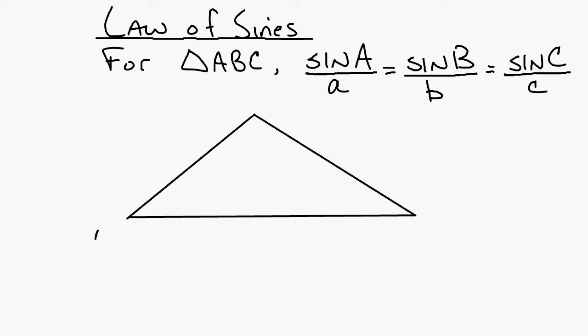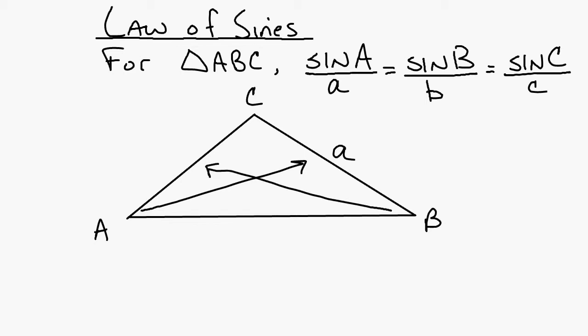And if we label this triangle ABC, then the side opposite angle A is side A, little letter. And the side that's opposite of angle B is side B, little letter B. And the side opposite of angle C is side C. So that should make this proportion a little more clear.